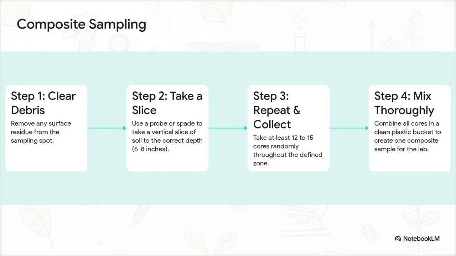When you're in a zone, first, you've got to clear away any leaves or junk on the surface. Then, take a nice clean slice of soil down to about 6 or 8 inches. Now, here's the most important part. You don't just do this once. You do it at least 12 to 15 times randomly all over that zone. All those little cores go into a clean bucket, you mix them up really well, and that becomes your one composite sample that represents that whole area.